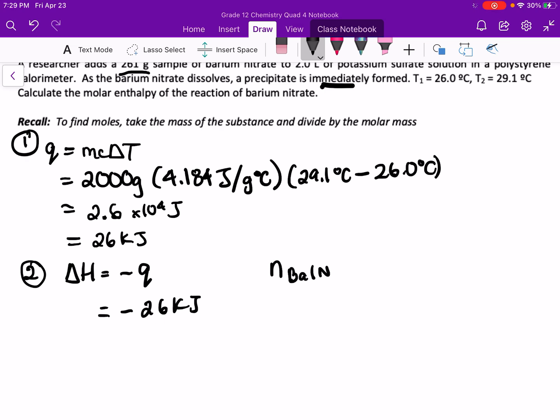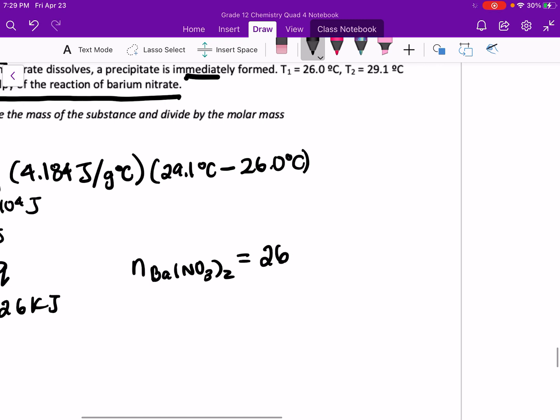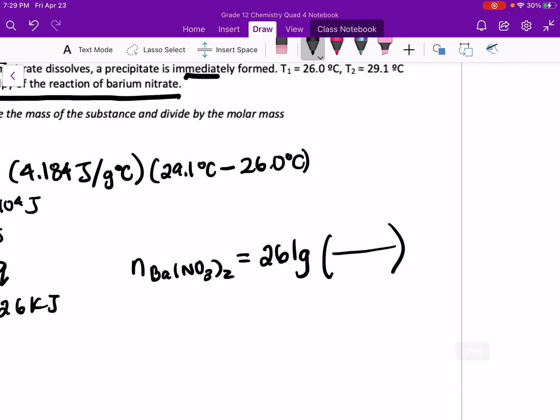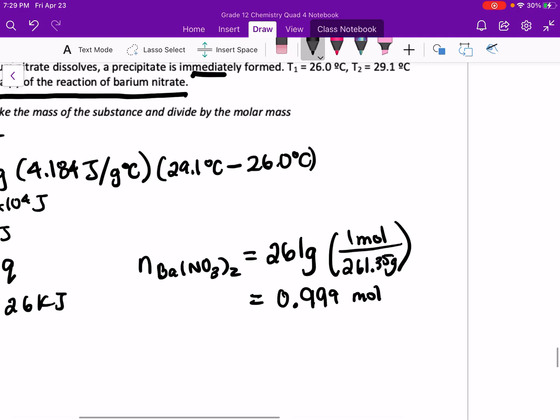of barium nitrate, because that's what we're looking for in this question, the molar enthalpy of barium nitrate. This is when we use 261 grams, and we divide by the molar mass. So if we calculated the molar mass of barium nitrate, we would get 261.35 grams per 1 mole. And that gives us 0.999 moles of barium nitrate.